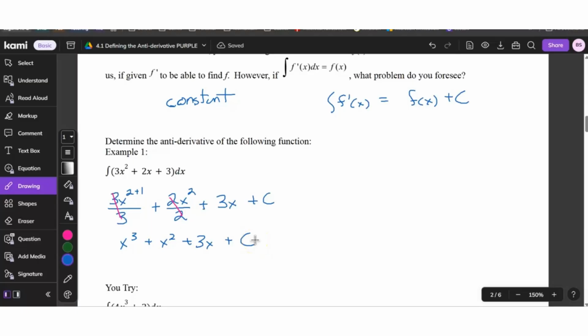Guys, here's the beauty of this. If I ever want to know if I did it right, what could I do? Take the derivative. So take the derivative. What's the derivative of x cubed? This is like our check.